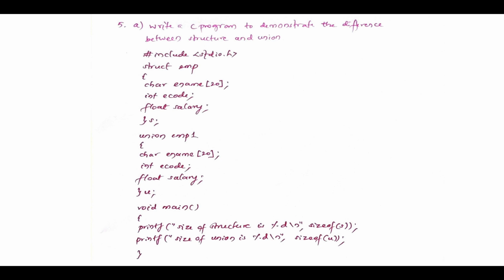Union also has different types of items. We have the same members in structure as well as union, but the main difference will be that the size of the structure is more than the size of the union. That is what we are going to show in this program. You can see the program. Finally, the result will be that the size of the structure is more than the size of the union. That is the difference we are going to show.